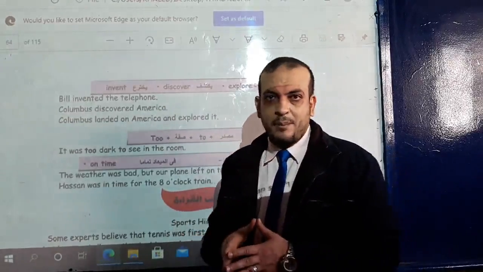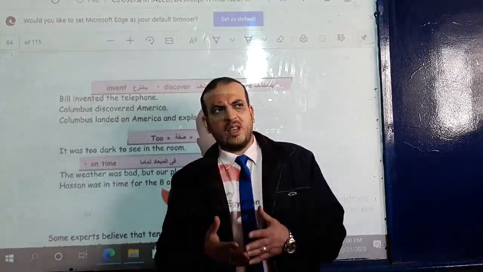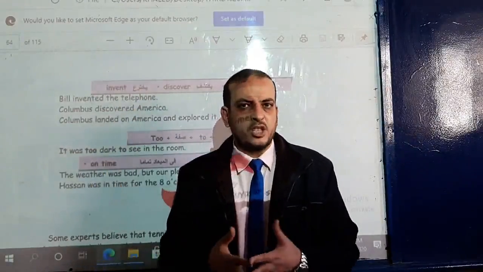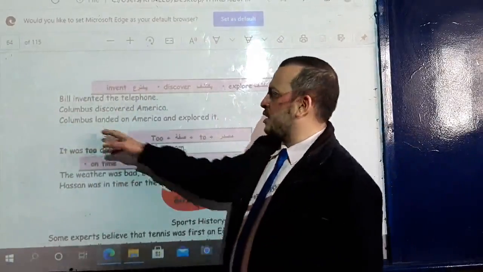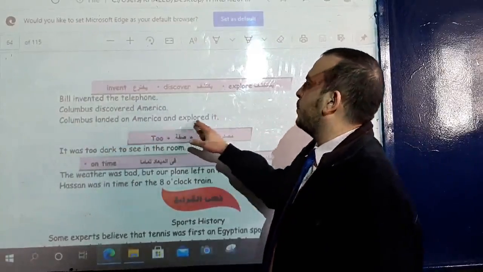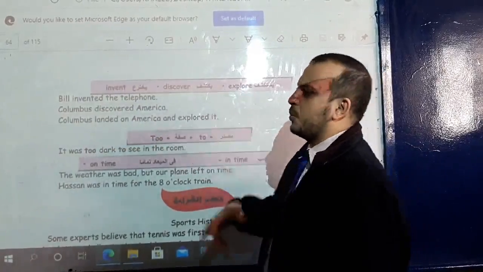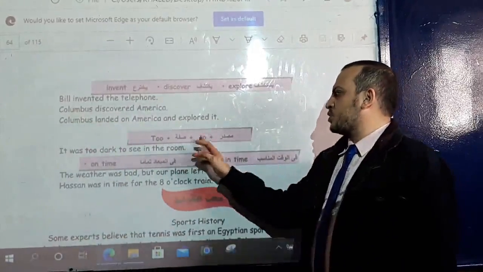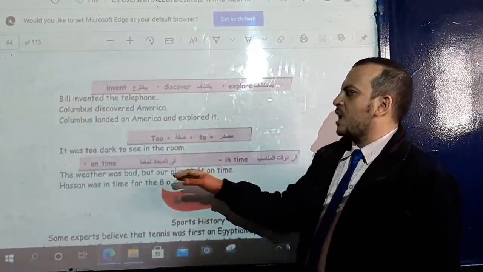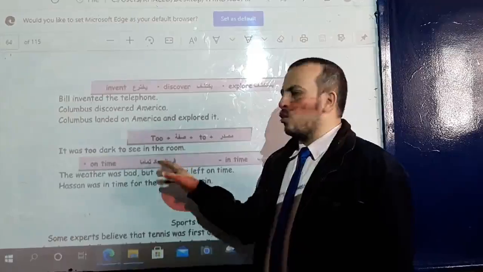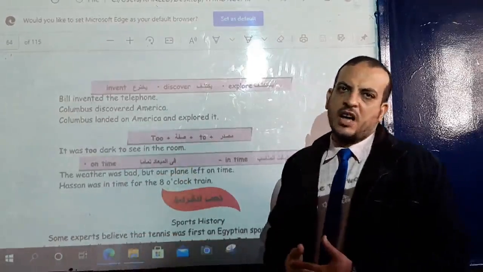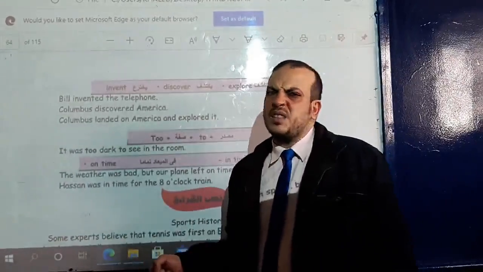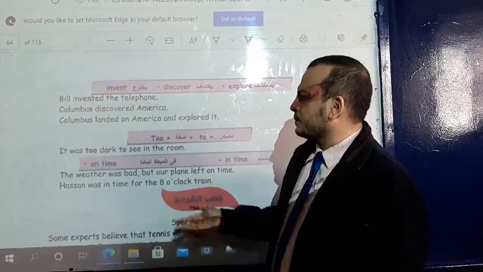Petrol, you know, petroleum oil. So we can say that man discovered petroleum oil. Here, Columbus landed on America and explored it. Yes, the third word, explore: to learn about this place. Too plus adjective, too plus infinitive, like this. It was too dark to see in the room. That means I couldn't see. When I say this bag is too heavy to carry, that means I can't carry it.